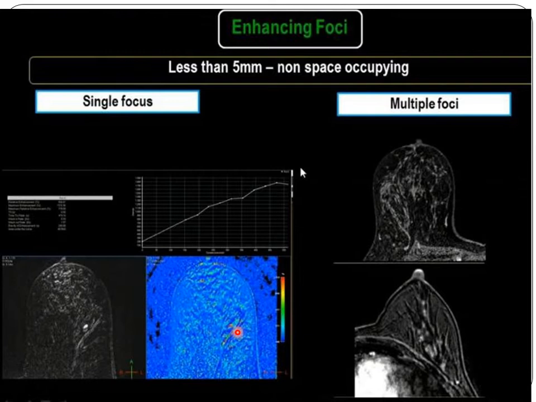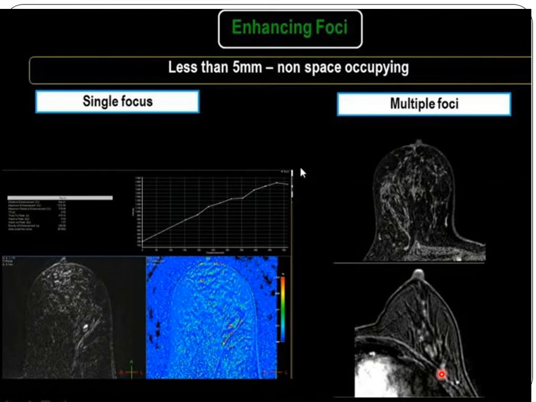By the MRI, you just find out that this is only focal enhancement. So here it is better to do the follow-up on the right side. But on the left side, if you see it, there is multiple focal enhancement, usually taking the lobar pattern distribution, and this is going with a non-mass enhancing lesion.